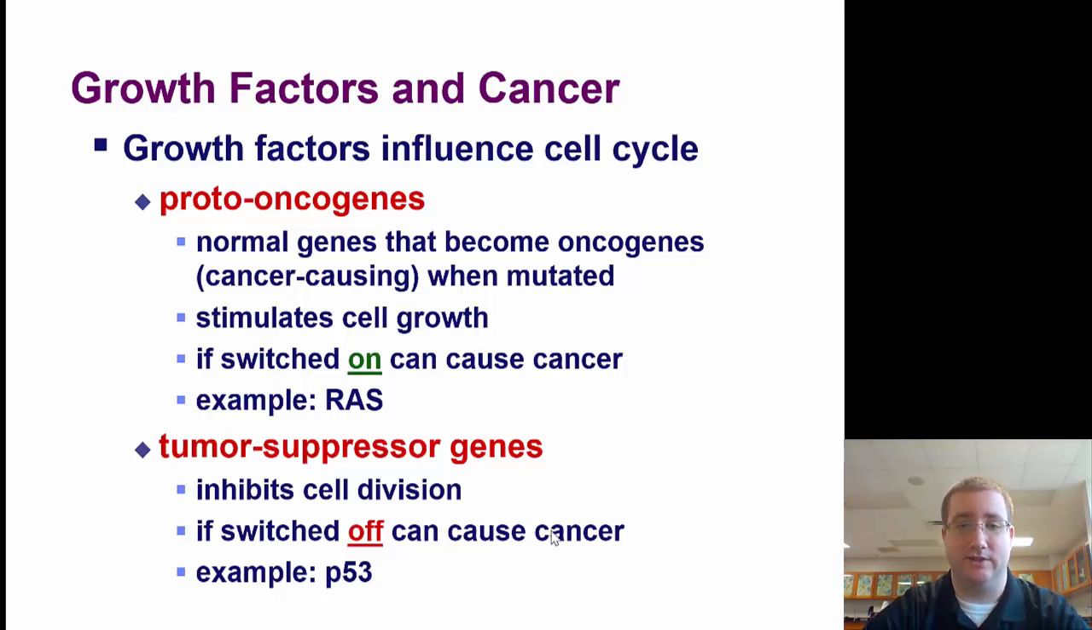If these proto-oncogenes become oncogenes because they're mutated, their DNA is changed, so they're always functional, always turned on, those are going to cause cancer because they're always making the cell divide when it's not supposed to. An example of that is known as RAS, R-A-S. The RAS protein is a protein that when turned on causes cell division.